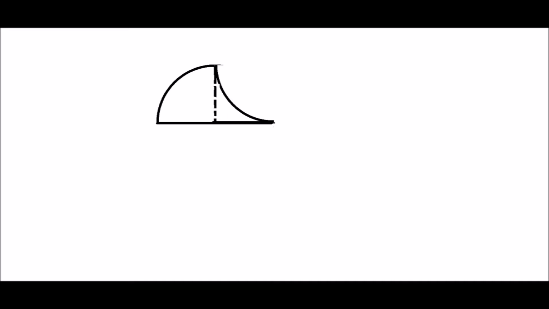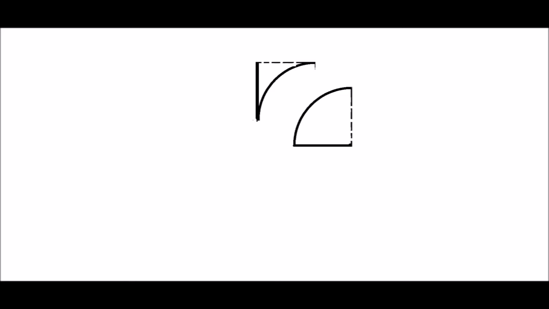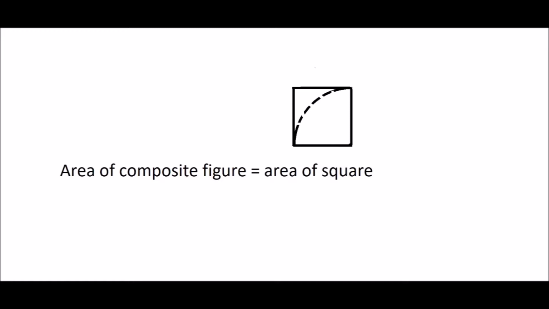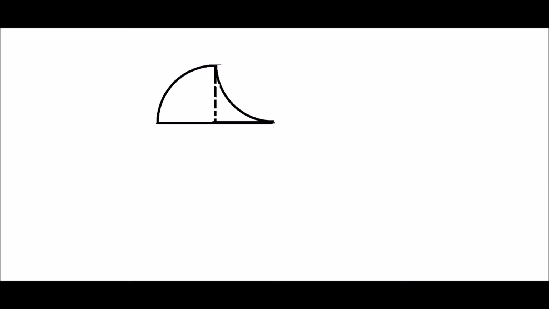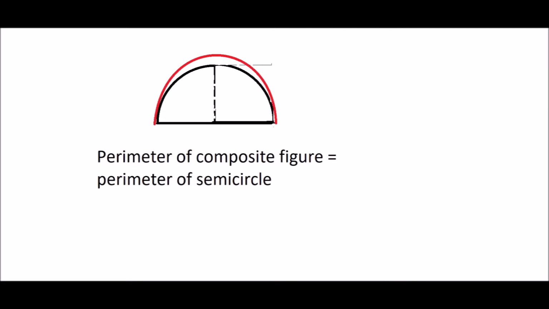Let's take a look at the next weird shape. This shape is a quarter circle plus a weird shape. But if you separate them and you rotate this part and you try to match it, it becomes a square. So to find the area of this composite figure, all you need to do is just find the area of a square. While if you want to find the perimeter, try to flip this part and flip it again until it becomes a semicircle, and therefore the perimeter is just the perimeter of a semicircle.